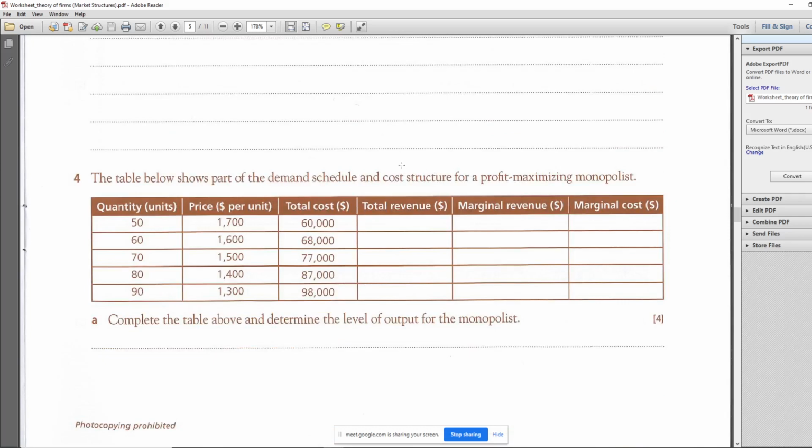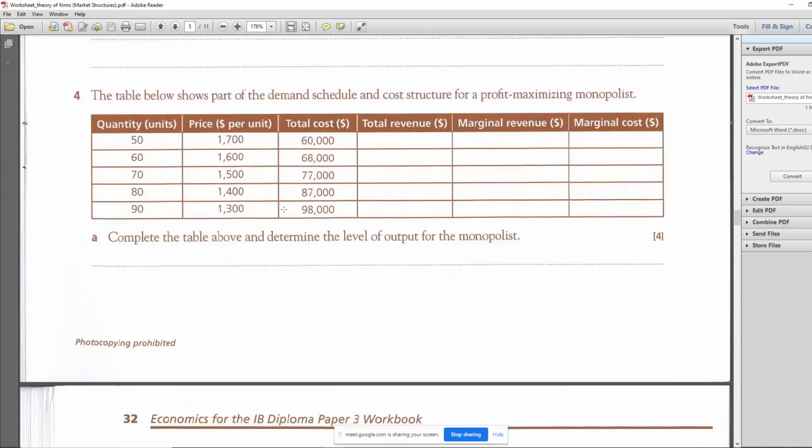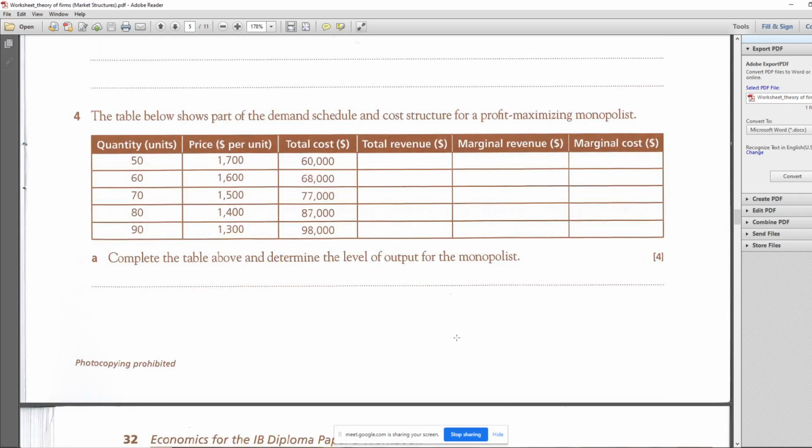So let's go to number 4. Number 4 is pretty simple. When you're trying to get total revenue, you just have to use Q times P. That's how you get revenue. And marginal revenue for the first one, you cannot really see that. Usually it will start from the second one, when you are able to compare the two outputs. And also for the marginal cost.